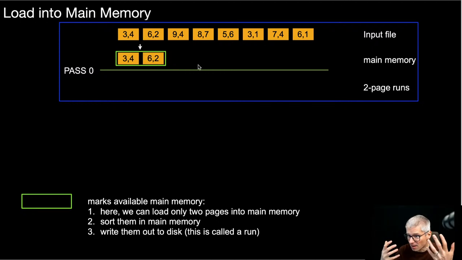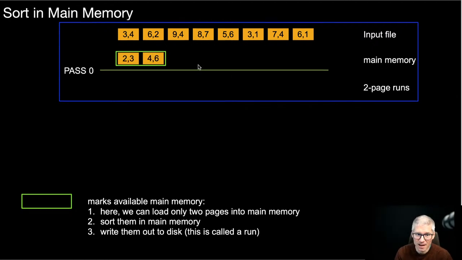Now, inside main memory, I can sort using an arbitrary main memory sorting algorithm. Could be quick sort, merge sort, heap sort, up to you. Let's assume it's quick sort, it doesn't matter, just a main memory sorting algorithm. I sort it, that happens here, now I have 2, 3, 4, 6, and now I write those 2 pages out again to external memory, let's say a hard disk or an SSD.